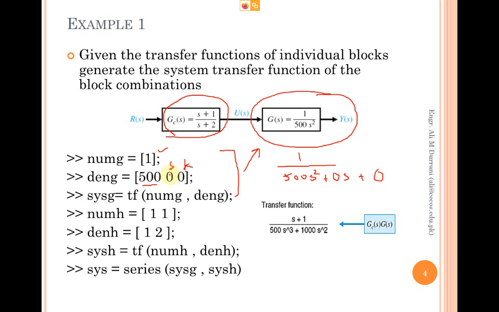Ajaan is asking whether the zeros must be added. Yes, if you are not adding the zeros over here, MATLAB will consider it as a constant. If it is only 500 and you close the bracket, MATLAB will consider this transfer function as 1 divided by 500 only. So you must add zeros for those quantities which are missing.